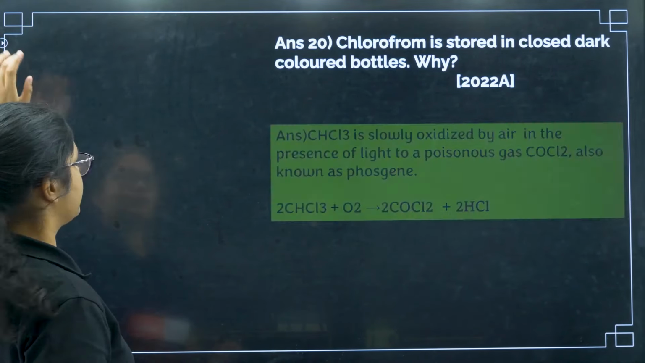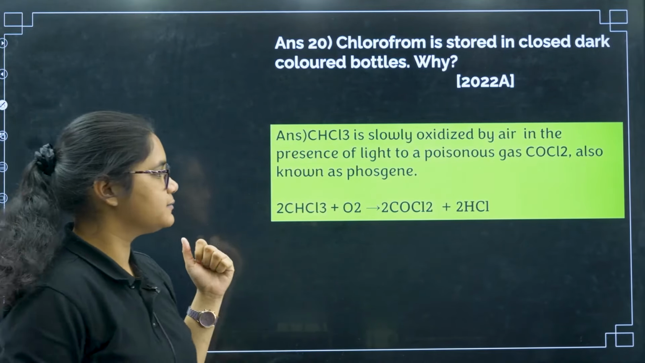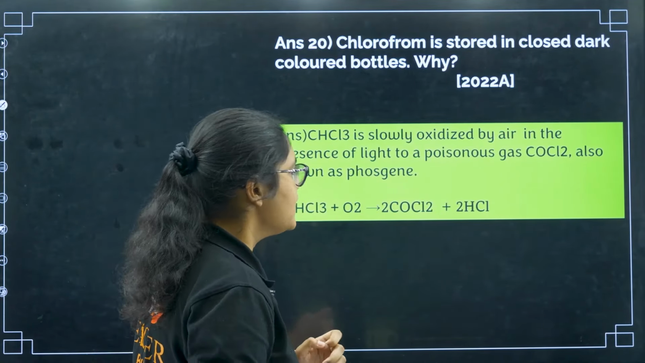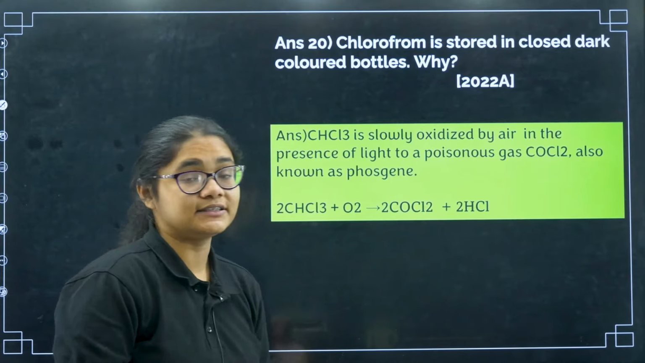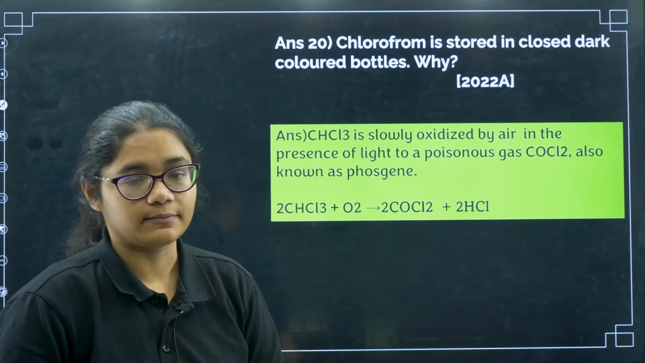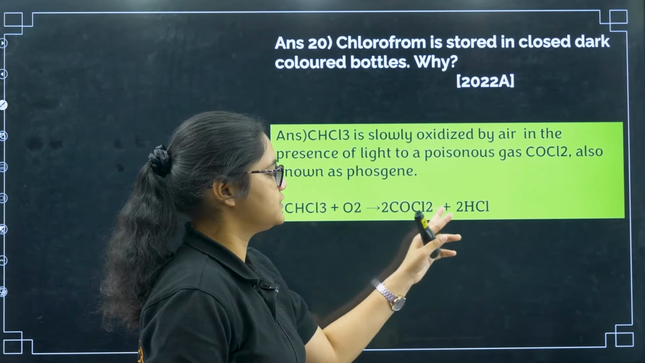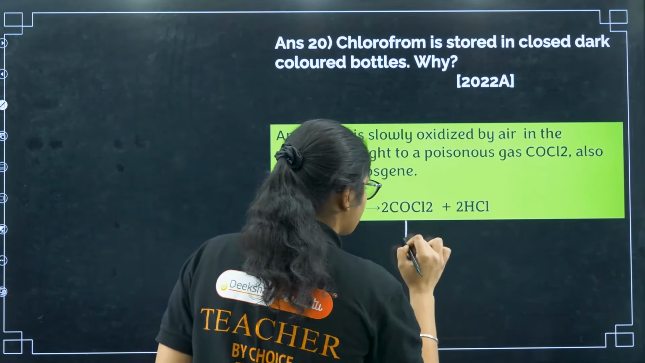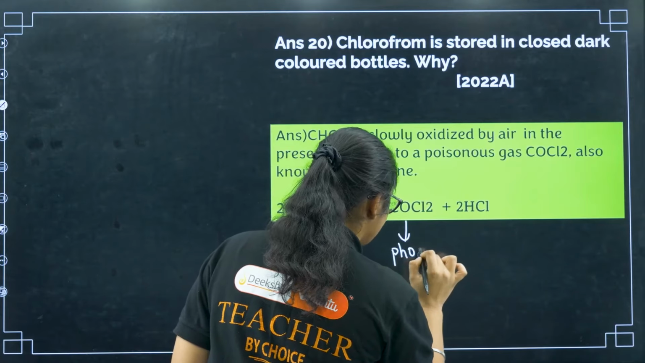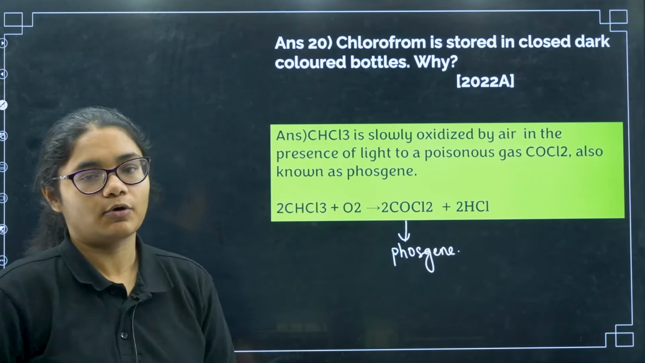Okay, so you can see here chloroform, that is CHCl3, is slowly oxidized by the air in the presence of light to a poisonous gas, that is COCl2, also called phosgene. So 2CHCl3 plus O2 gives 2COCl2 plus 2HCl. This compound is your phosgene. That is why, to prevent this reaction, we store it in dark bottles.